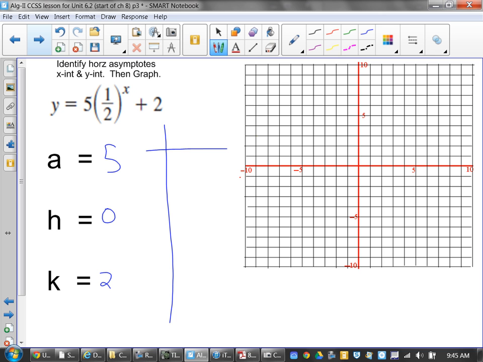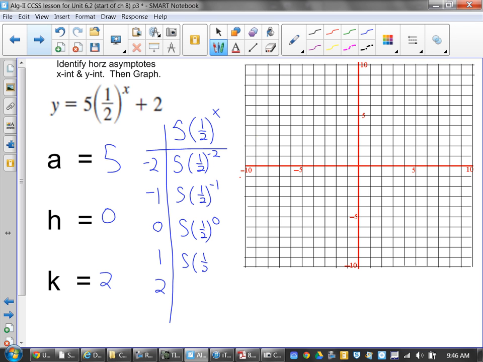So we plot our parent graph, A times B to the x, and go through it. All right. So it's 5 times 1/2 to the -2, 5 times 1/2 to the -1, 5 times 1/2 to the 0, 5 times 1/2 to the 1, and 5 times 1/2 to the 2. Let's not get ahead of myself.